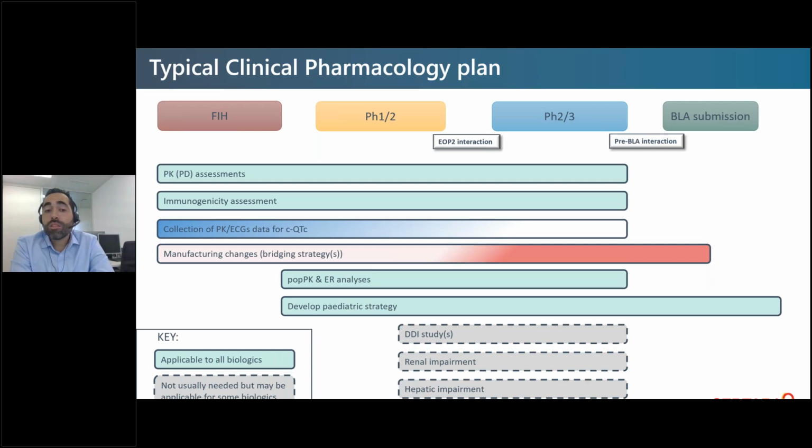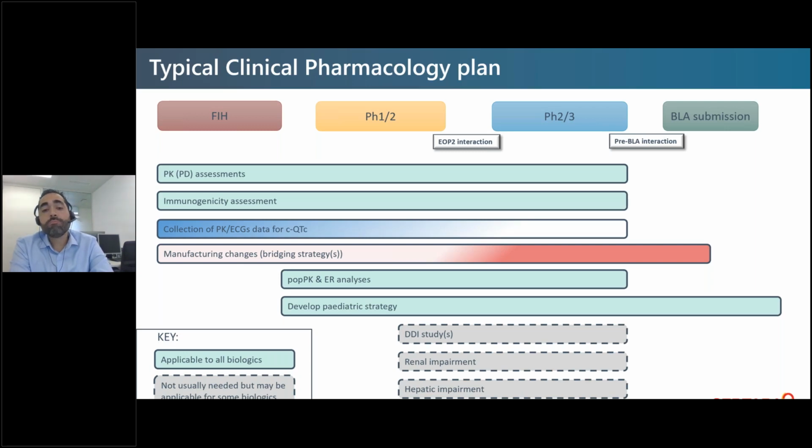The pediatric strategy was not addressed in this presentation, but is also very important depending on the disease and the importance of this treatment for the pediatric population. So specific studies may be planned for the biologic drugs.